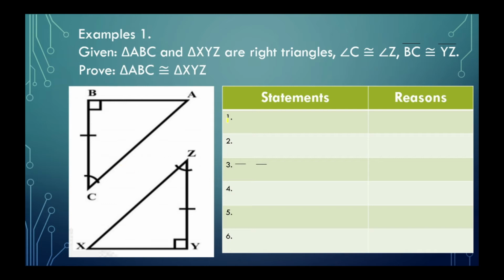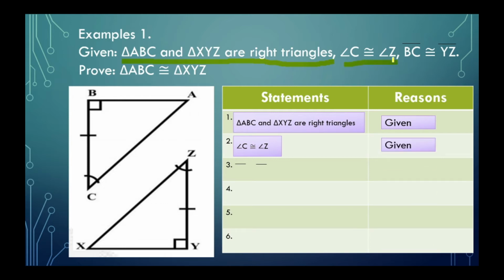Now, our statement number 1 will always be given. So, for statement number 1, our given, triangle ABC and triangle XYZ are right triangles. So, reason dyan, that is always given, kasi nakita nyo naman siya sa given. Okay? Another one is angle C is congruent to angle Z. Nakasulat din siya sa given. So, given ang reason. And we have side BC or segment BC is congruent to segment YZ.